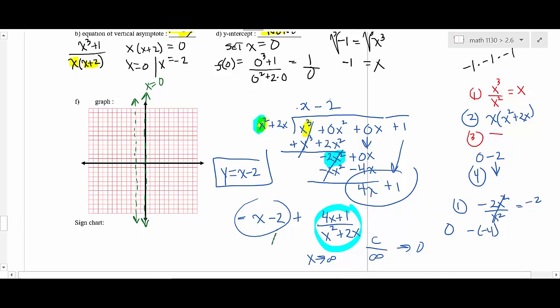That's a line, so it's got a y-intercept of negative 2. So we want to just put this in. I'm going to have you put a y-intercept of negative 2. It's got a slope of 1 over 1. So you want to plot that line then. Okay, so we're going to plot the slant asymptote.